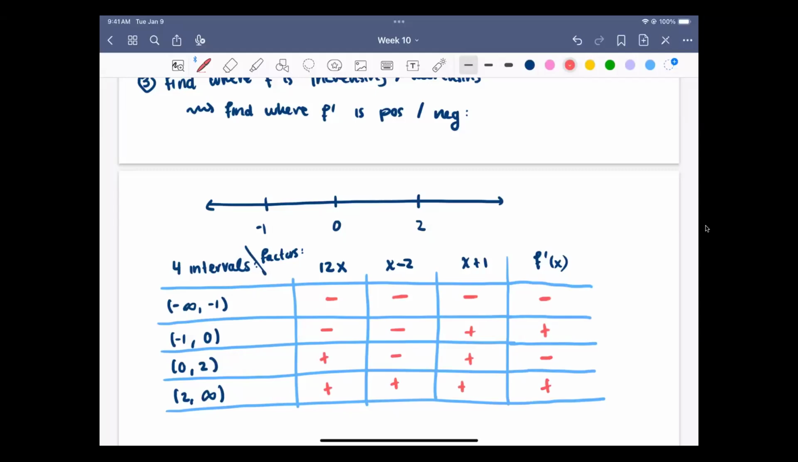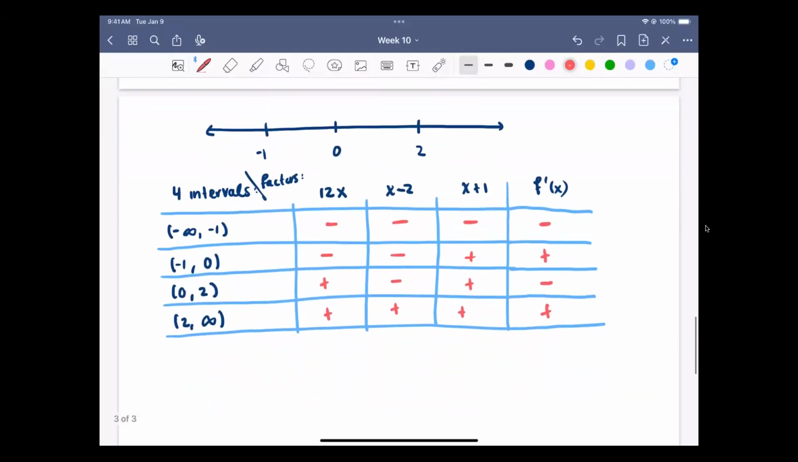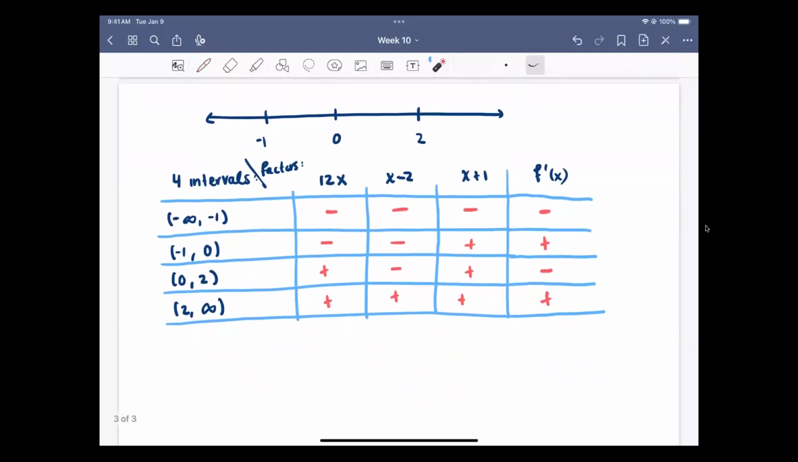Okay, so what can we conclude from this? So from this column, we can conclude whether f is increasing or decreasing on an interval, right? So here we get f is decreasing, increasing, decreasing, and increasing.